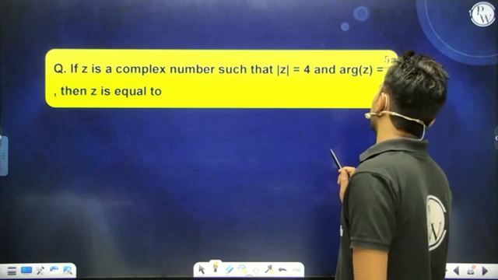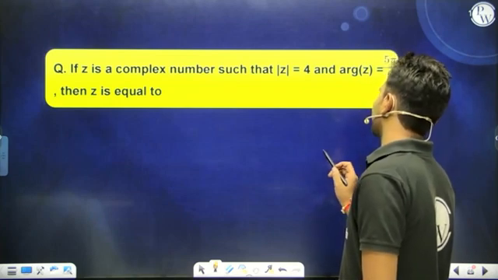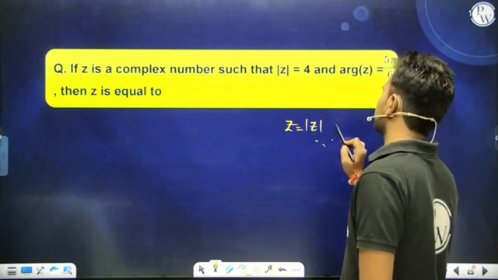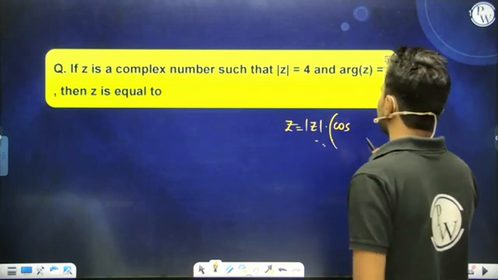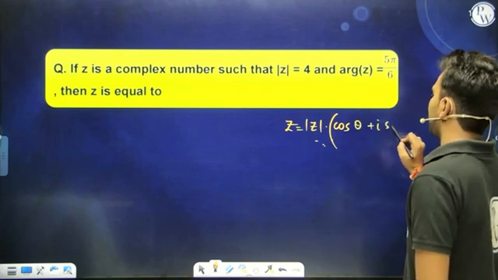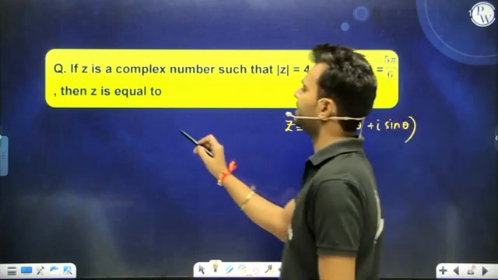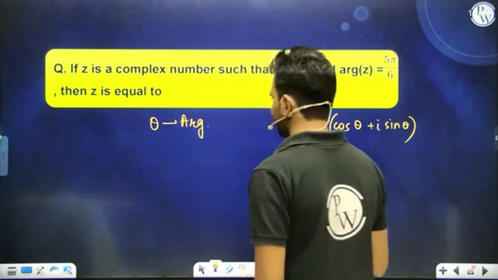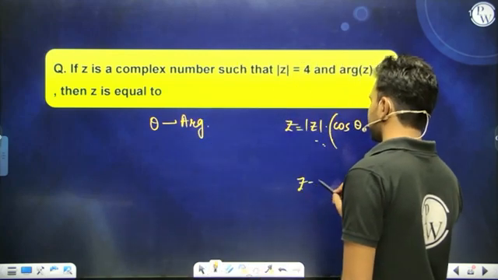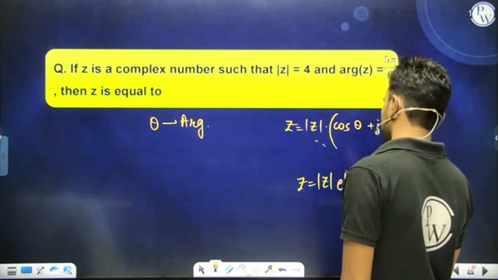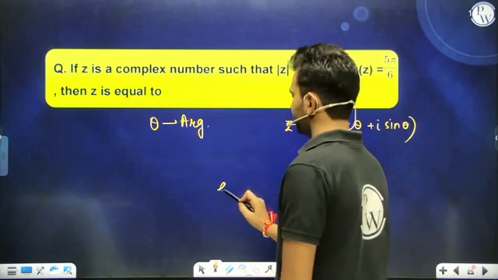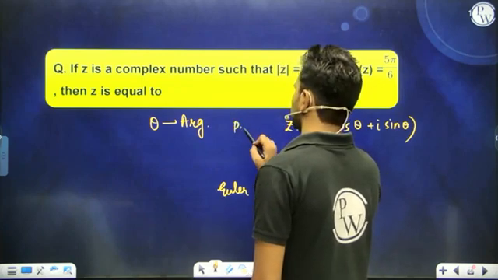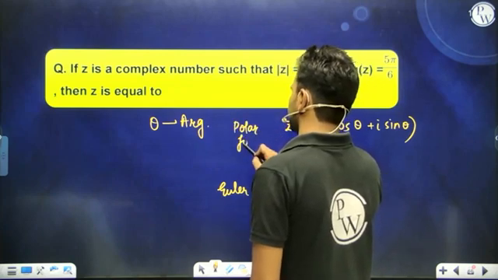Mod z is equal to 4 and the argument of the complex number is 5 pi by 6. Then there are multiple ways. z can be written as mod z into cos theta plus i sin theta, where theta is nothing but the argument. So one way is this. Another way is z is equal to mod z into e to the power i theta. This is the Euler form, and this is the polar form. So you can just remember this and the question is done.